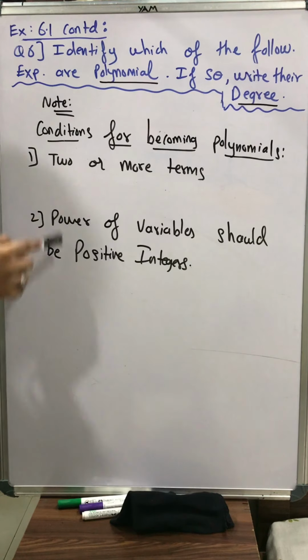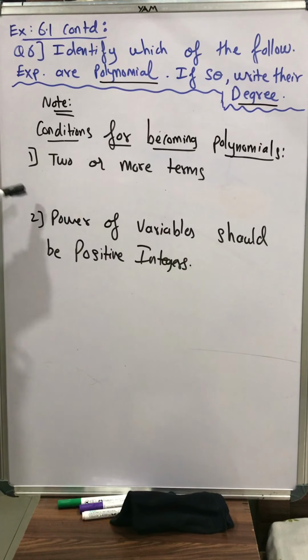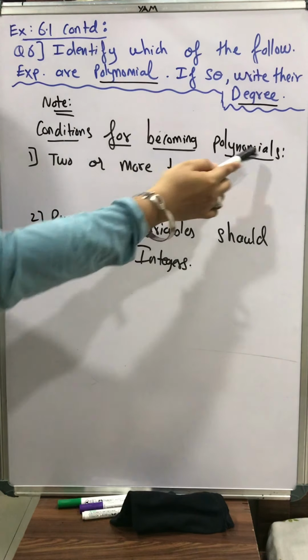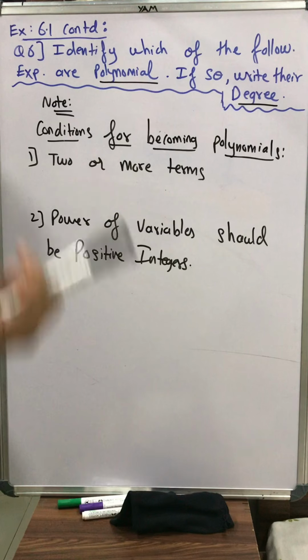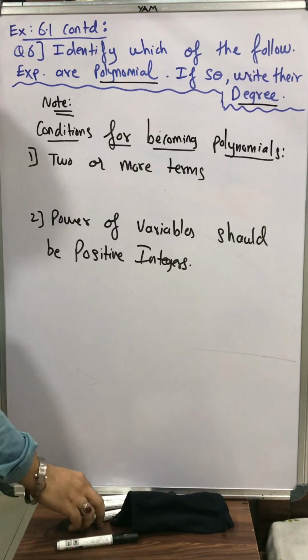Students, now we have two notes on the board. These are the conditions for becoming a polynomial. Every expression cannot be called a polynomial. What are the conditions? Let's see, students.